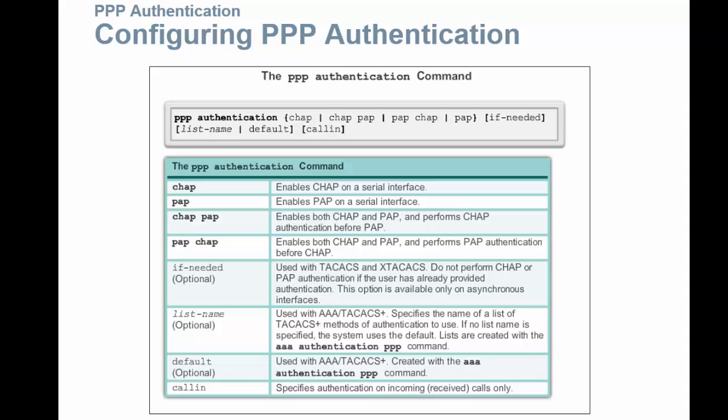With PAP, authentication requires the remote device to send a username and password to be checked against a matching entry in the local username database or in the remote TACACS Plus database. With CHAP, authentication sends a challenge to the remote device. The remote device must encrypt the challenge value with the shared secret and return the encrypted value and its name to the local router in a response message.